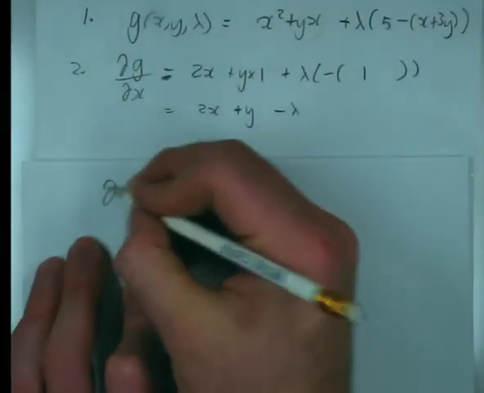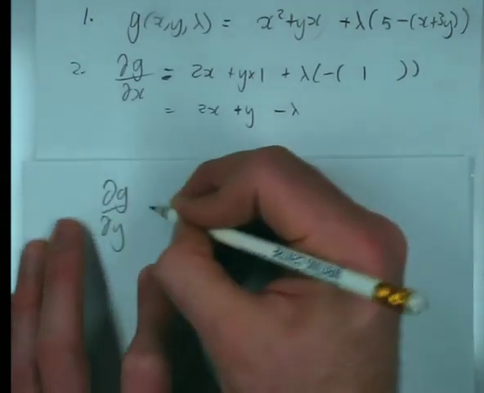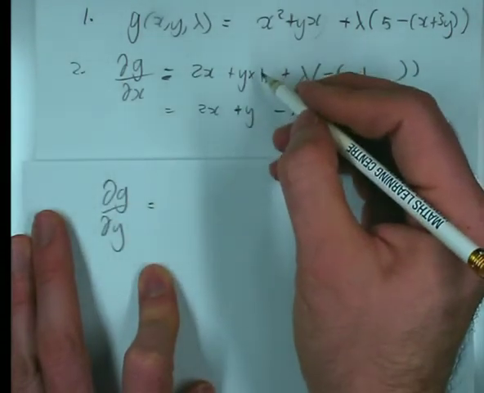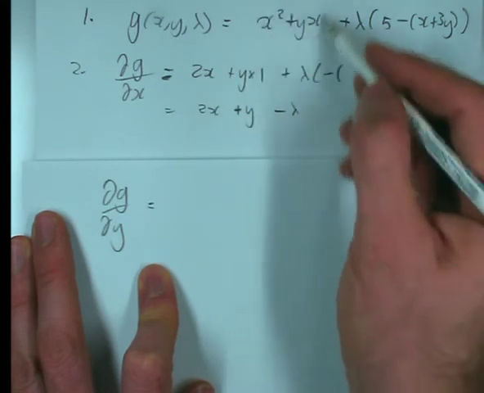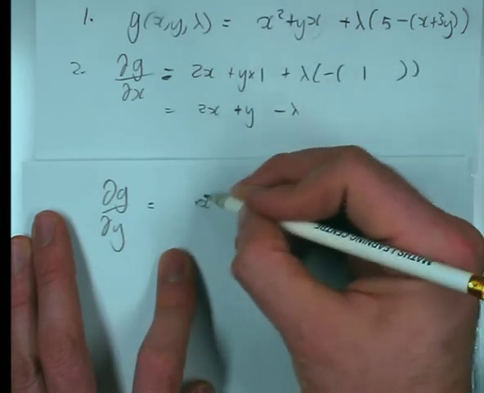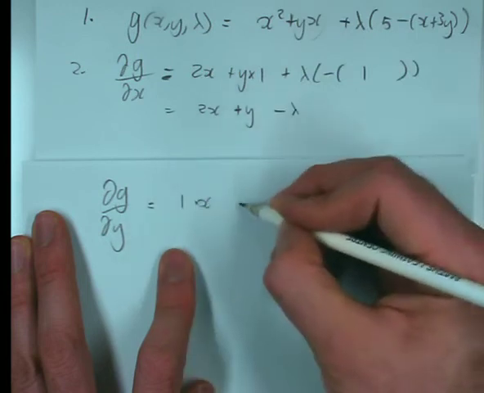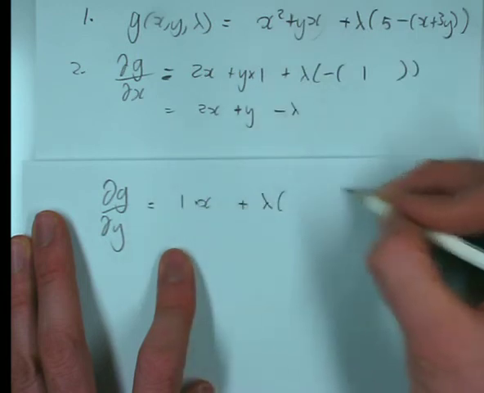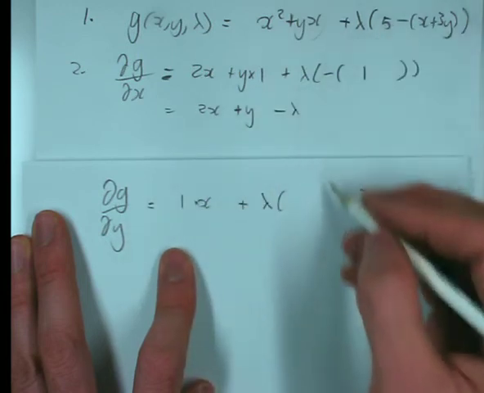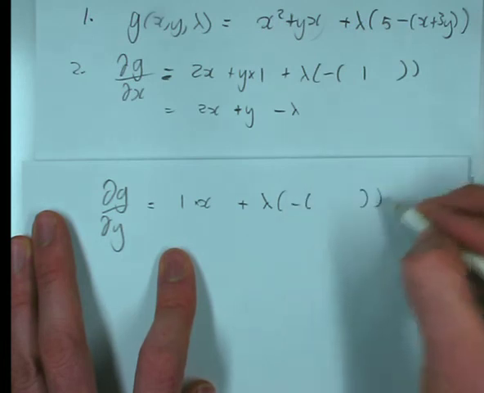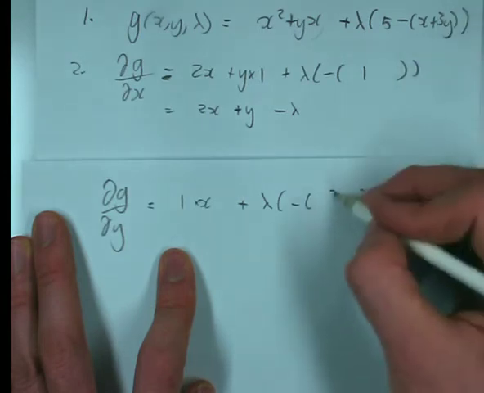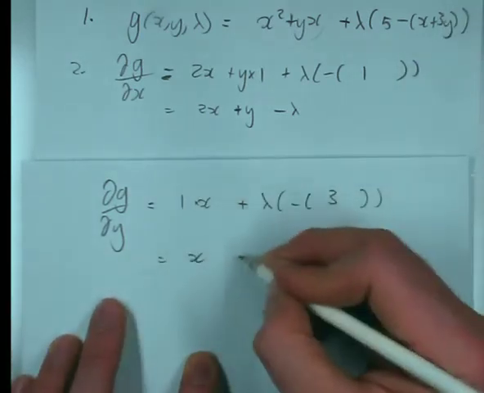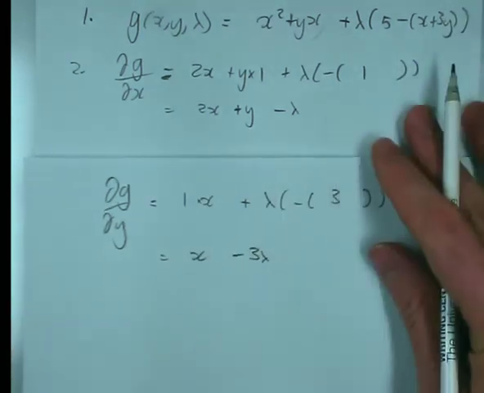And the other derivative, dg on dy. Okay, so this time we differentiate this with respect to y. That doesn't have any y, so it goes away. The x is a constant multiplied on, and the derivative of y is 1. The lambda is a constant multiplied on. The derivative of 5 is 0. The minus will still be there. And the derivative of x is 0 with respect to y, and that will leave me with a 3. So I get x minus 3 lambda.